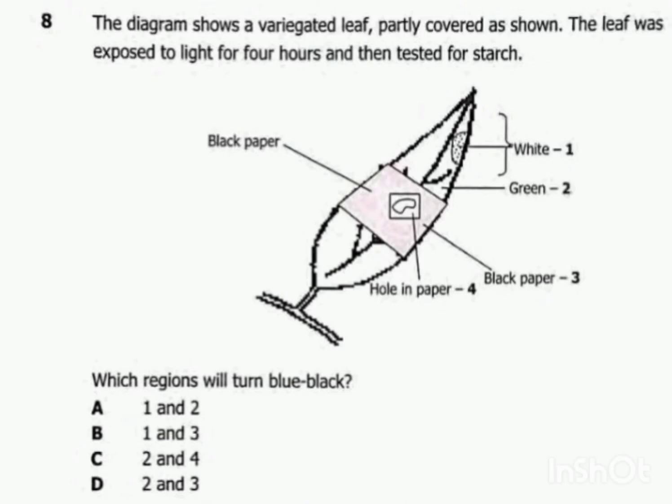Okay, so let's move on to question number 8. Question number 8 is saying the diagram shows a variegated leaf, part covered as shown. The leaf was exposed to light for 4 hours and then tested for starch.